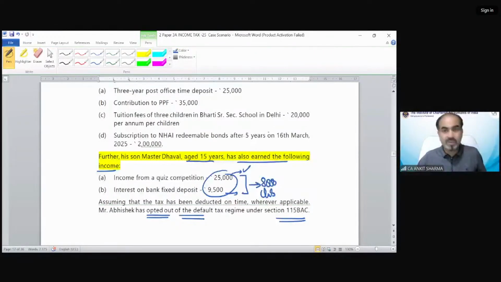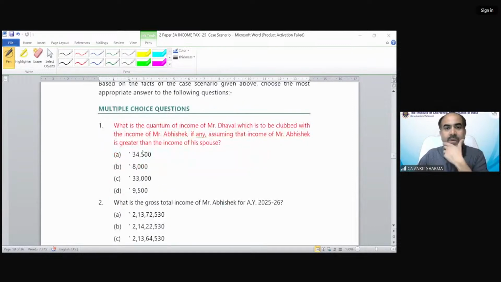Now let's see what the question is. What is the quantum of income of Mr. Dhaval which is to be clubbed with the income of Mr. Abhishek, if any, assuming that the income of Mr. Abhishek is greater than the income of his spouse? The correct answer would be option number B.